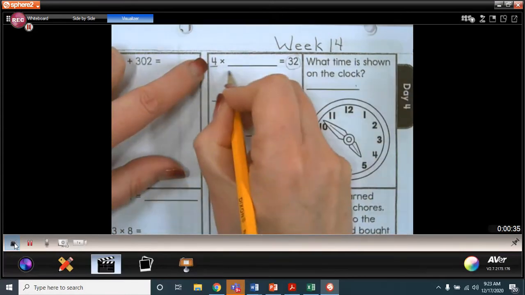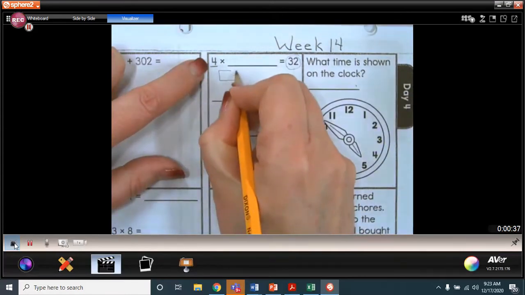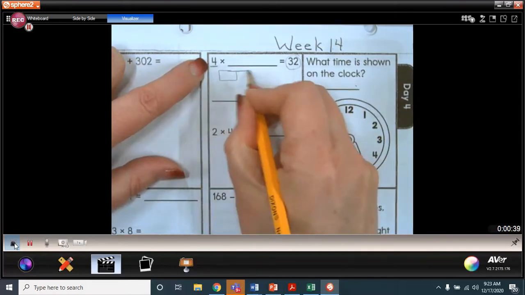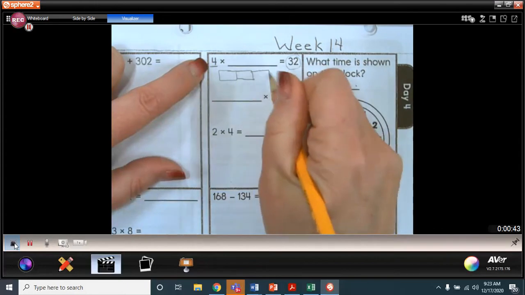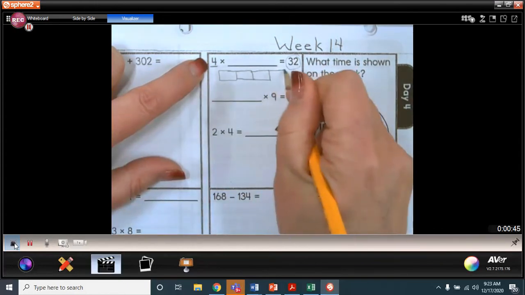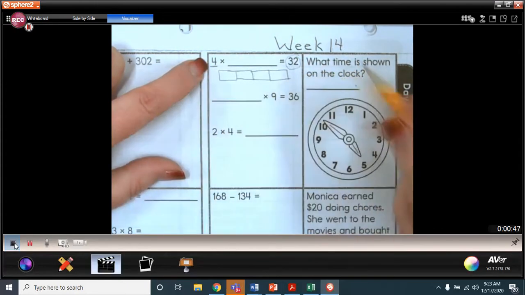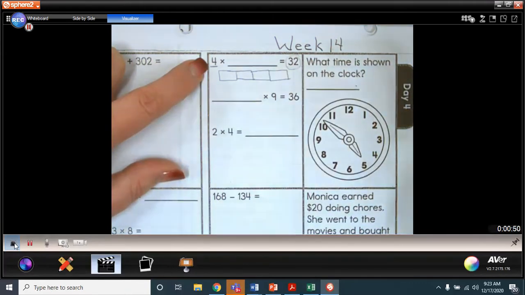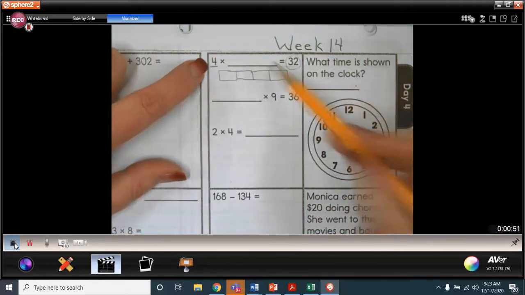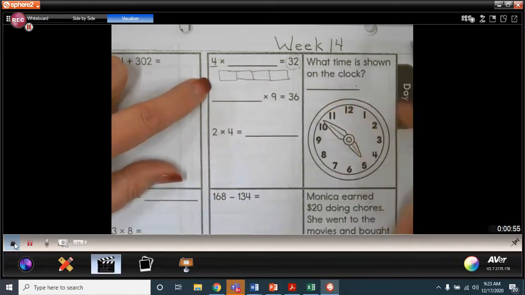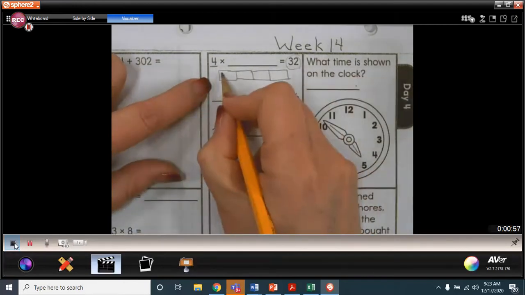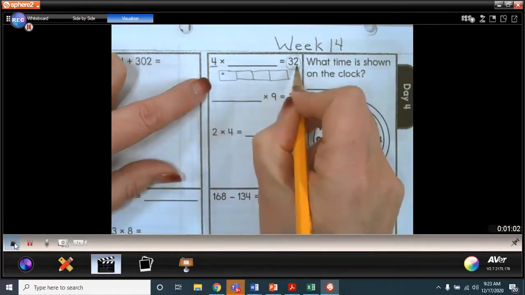So I'm going to go ahead and draw what I know. I know that I have 4 groups, but I do not know how many are in each group. Now, if I know my multiplication facts pretty fluently, I probably could fill this in, but we can also model it. So I'm going to start placing objects into each group until I get to 32 total objects.